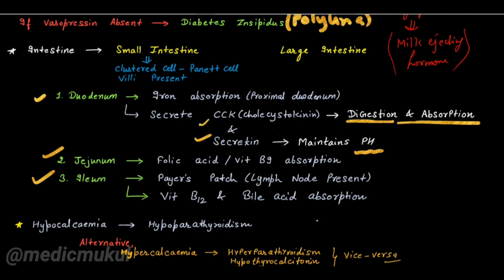In the ileum, Peyer's patches are present, an important point. And there are two absorptions in the ileum: vitamin B12 and bile acid absorption. So, duodenum: iron absorption. Jejunum: folic acid, vitamin B9 absorption. Ileum: vitamin B12 and bile acid absorption. So simple. Okay, no worries.